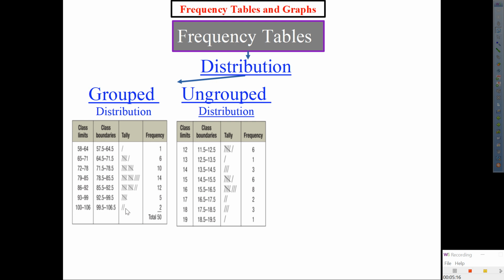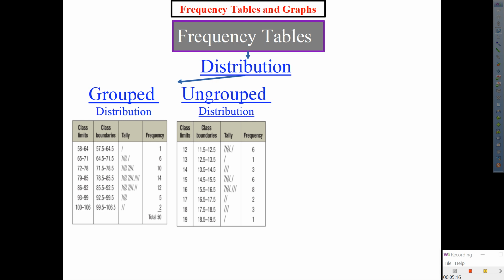Without giving you a definition, I want you to look at the grouped distribution and the ungrouped distribution and tell your neighbor the difference from one to the other. Looks like Mel's got it, very good. Lynn's got it. Melissa's got it. Mia's got it as well.